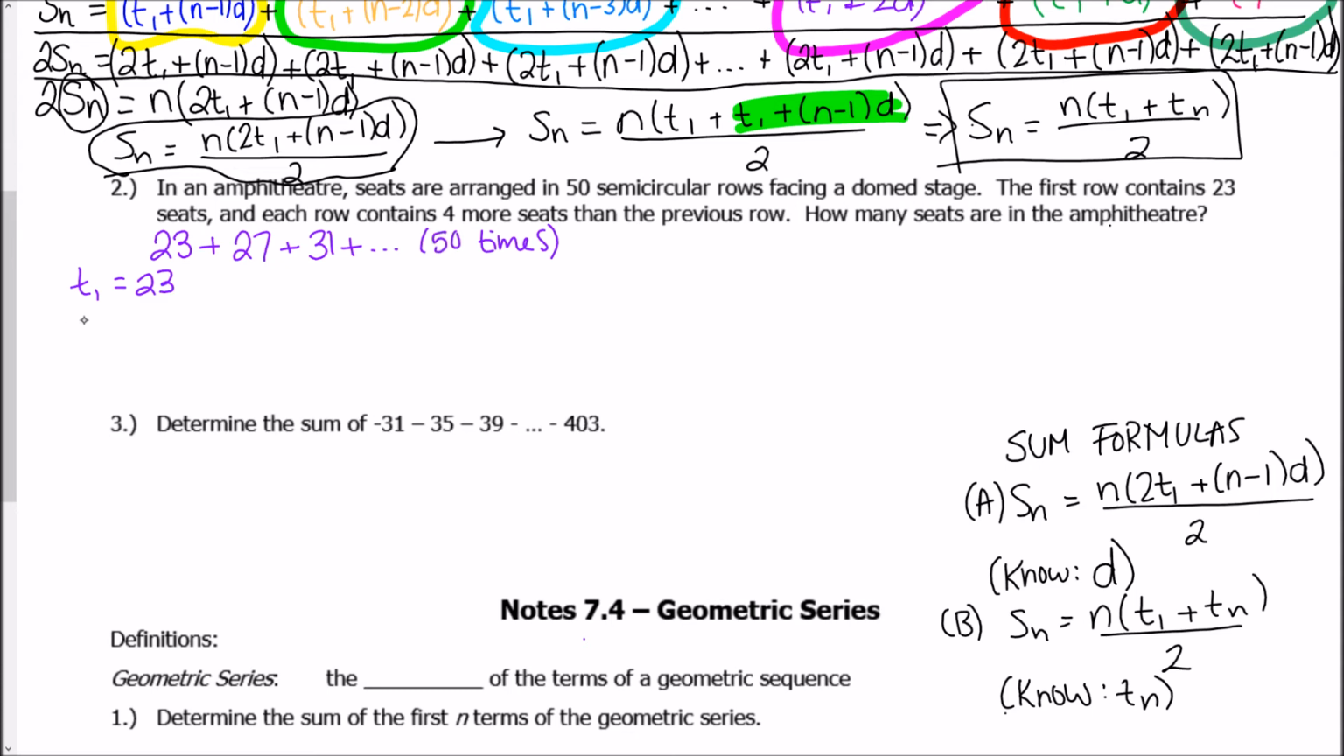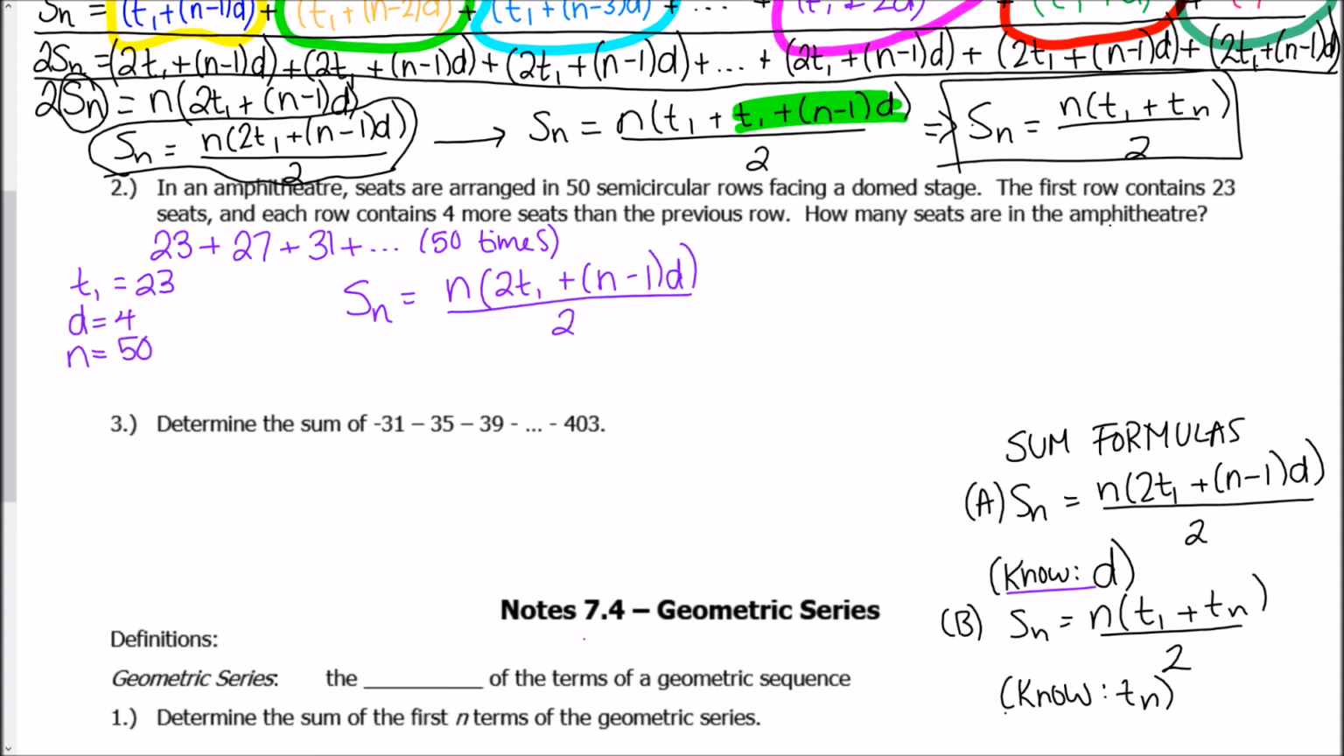We also know that the common difference is going to be 4. And we know that there are 50 rows, so n is 50. Since we know d, we're going to use our first formula. So we're going to say S sub n is equal to n times 2t sub 1 plus n minus 1 times d, all over 2.